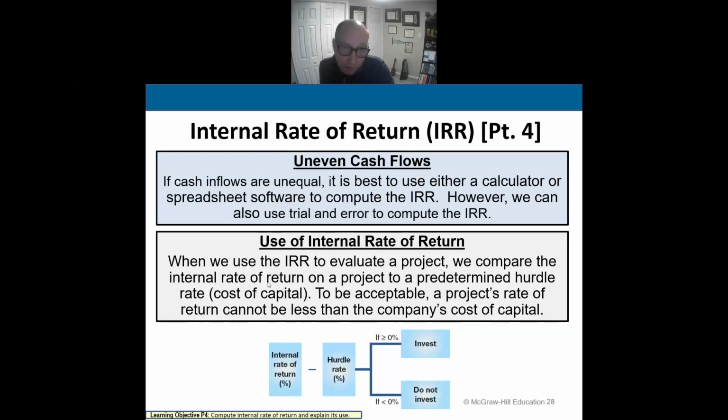The same method can be applied using uneven cash flows. We're not going to dive too deep into that. But again, if the internal rate of return is greater than zero, we make the investment. If it's less than zero, we do not.